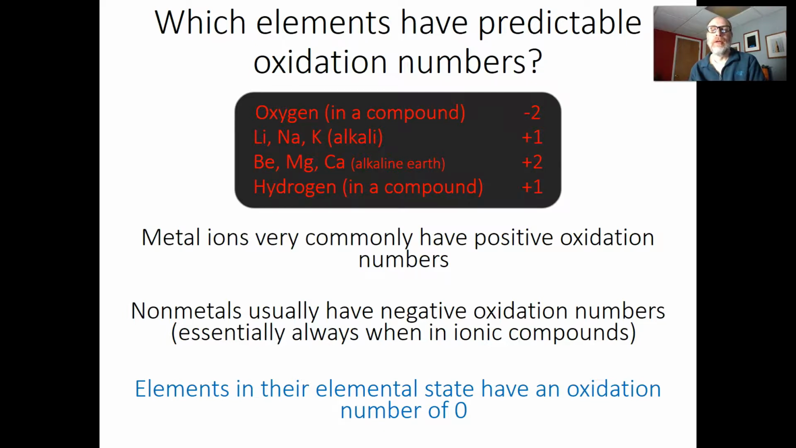Now, elements in their elemental state are going to have an oxidation number of 0. You might have noticed how I was qualifying everything by saying that when these elements are in a compound, this is what their oxidation number is going to be. That's because when the elements are in their elemental state, they have an oxidation number of 0.